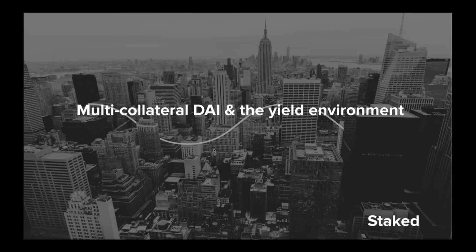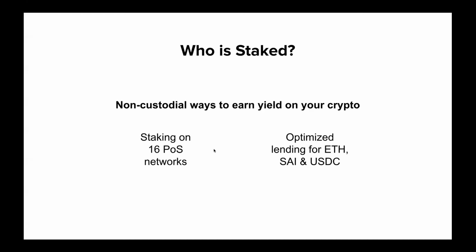So by way of intro, who is Staked? We generally provide technology that gives crypto investors non-custodial ways to earn yield. What that means is we run staking nodes on 16 proof-of-stake networks, and we have smart contracts for ETH, DAI, and USDC, now Psi and USDC, that optimize yield on decentralized and trustless lending products.